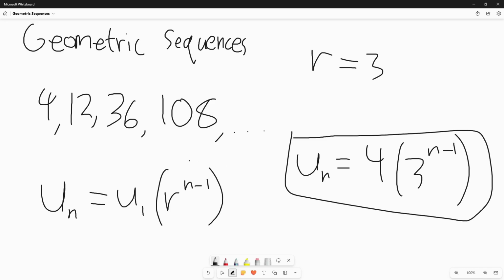We can test it for any term in the sequence. Let's say we want to find the third term. We do u3 equals 4 times 3 to the power of 3 minus 1, which is 2. And this is equal to 4 times 9, which is 36. Let's look at the third spot. 36 is right there, which means this formula works for this sequence.